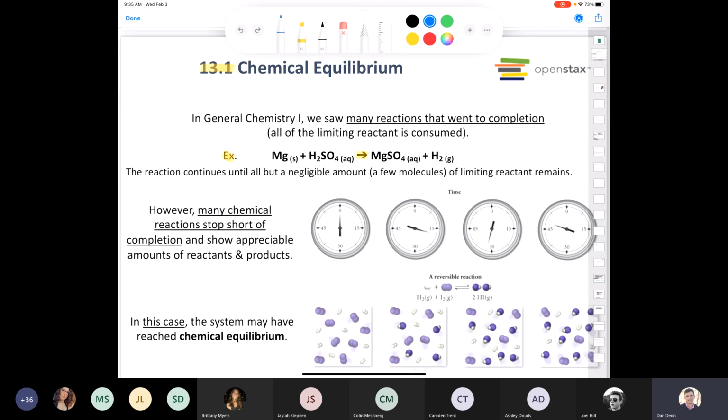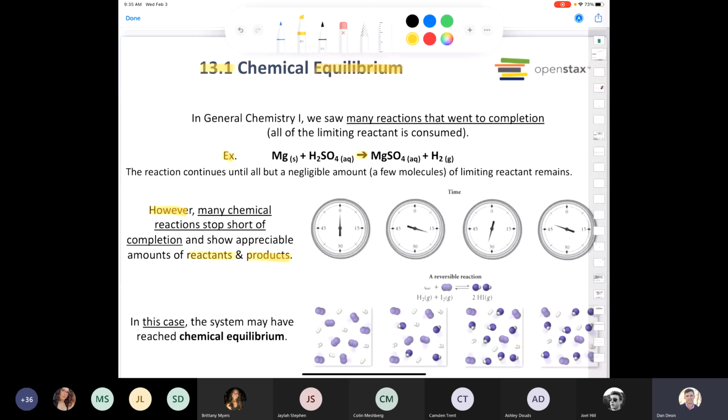But in this chapter, we're going to talk about something different. We're going to talk about reactions that reach what's called an equilibrium. So we're going to start with this here. It says, however, many reactions stop short of completion. They don't just give us products. And they stop at a point where we end up with an appreciable amount of both reactants and products. So that means when the reaction is done, there's no more change in concentration of reactants and products. We have some products and some reactants, and we call this chemical equilibrium.